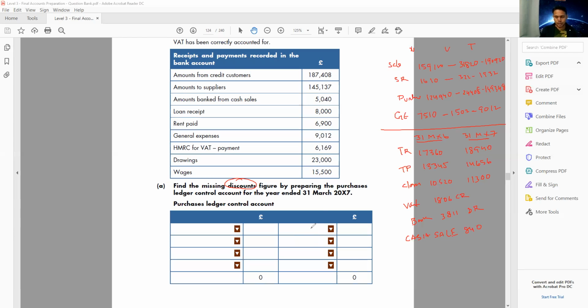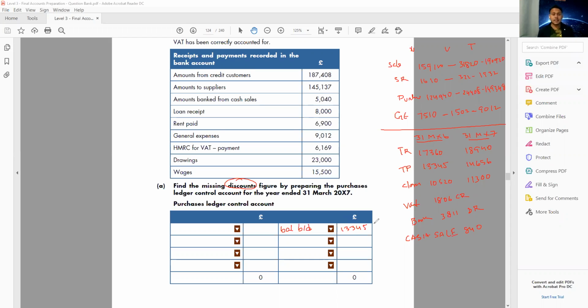So opening balance. Which side am I going to write the opening balance for the trade payable? Debit side or credit side? Trade payable opening balance, you're always going to write on the credit side. Why? Because this is a liability account. I have to pay this money to my supplier. So it's a liability, and I'm going to write it on the credit side. So opening balance, balance BD, that is 13,345.